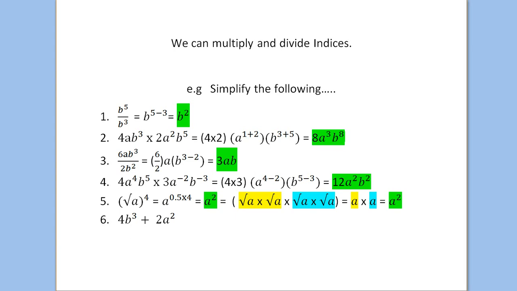Well, we can't really do anything with that. The numbers are different, but that's not really important. What's more important is that the letters are different. So we've got b's on one side and a's on the other side. And yeah, so you can't simplify that any further.